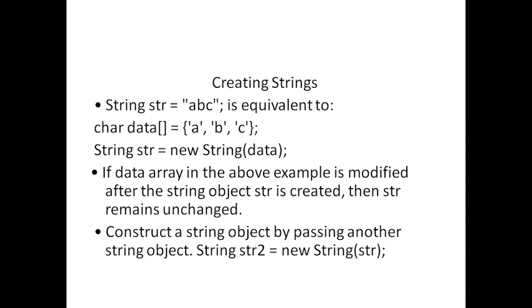Then next, we can construct the string object by passing another string object. For example, String str2 = new String(str), and the argument passed is str. Here we are creating a string str2 using the string str. Here the value for str is a, b, c. That value is passed in to create the new string str2.